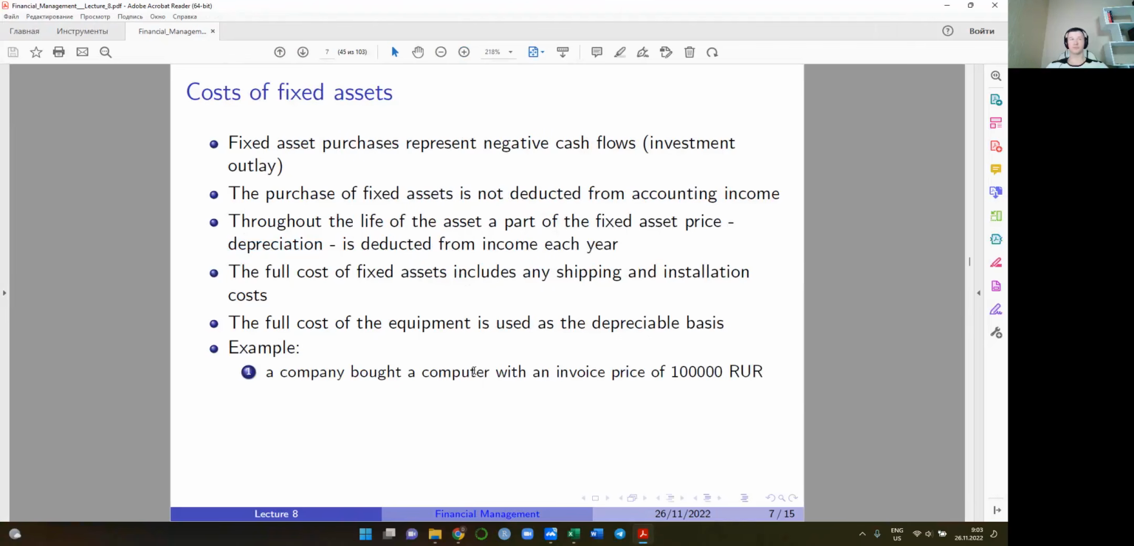For example, if you purchase a computer and the invoice price is 100,000 rubles, and then there was shipping and installation, something like software installed on the computer, and it cost in addition 10,000 rubles. So the full cost is going to be 110,000 rubles, and this cost is going to be the base for depreciation computation.